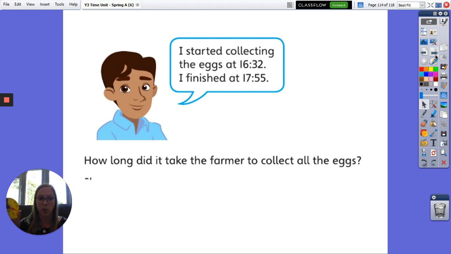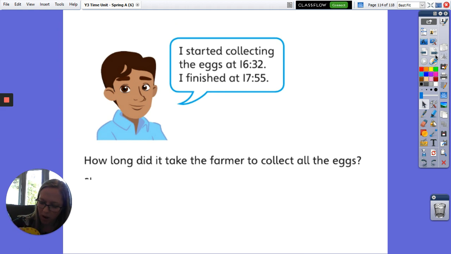So to help me, I'm going to start at 4 p.m. and I'm going to move my minute hand round to 32 minutes past. So can you see that? Yeah. That's when he started, and he finished at 17:55. Okay. So 17:55 is 5:55. So is that more than an hour or less than an hour later? What do you think? It's more than an hour, isn't it?